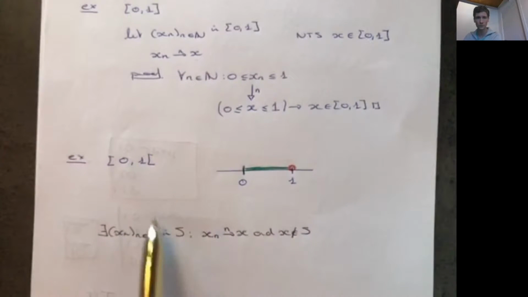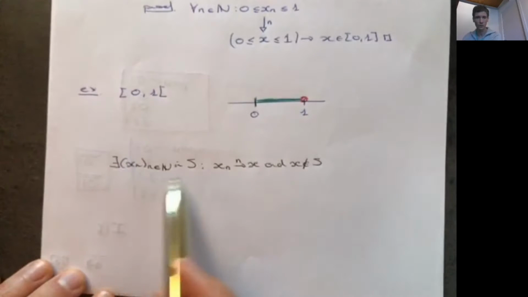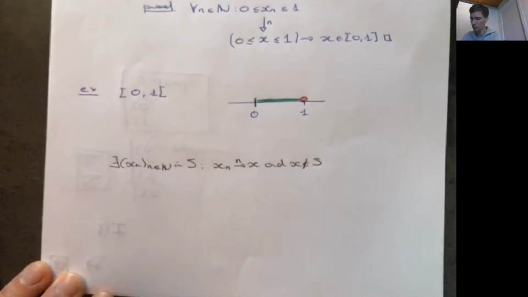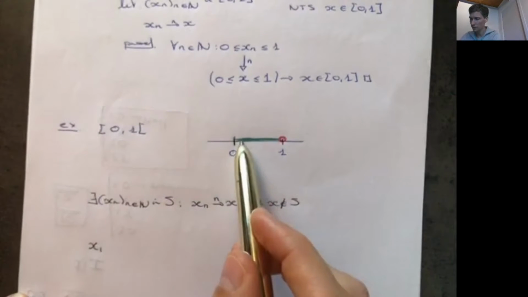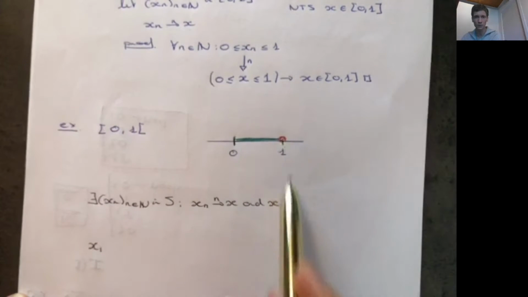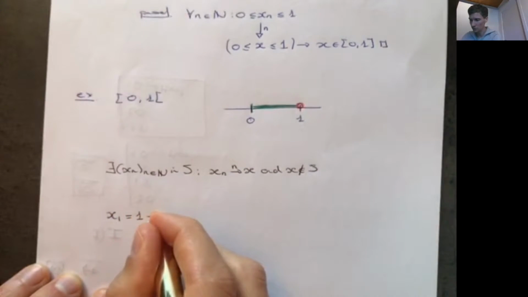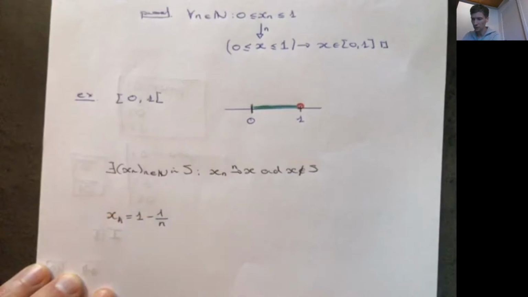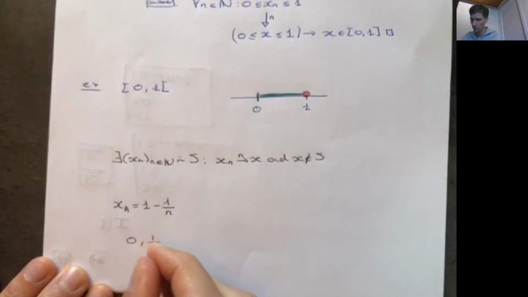We need to find a sequence in this interval. The sequence converges to some number, but the limiting number is not in the set. So here you only need to generate one sequence in order to show that this is true. It's easy to see. The idea is that you get a sequence that converges to 1, which will be our limiting x, but 1 is not in the set. One such sequence could be xn equals 1 minus 1 over n. Then x1 will be 1 minus 1, which is 0. x2 will be 1 minus 1 half, which is 1 half.